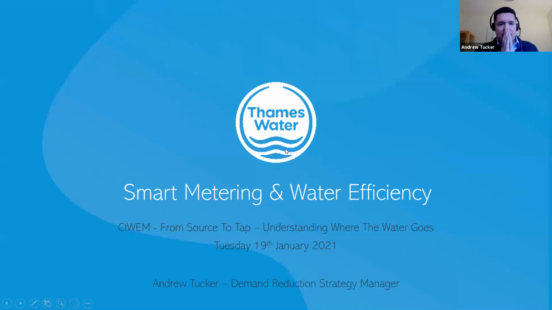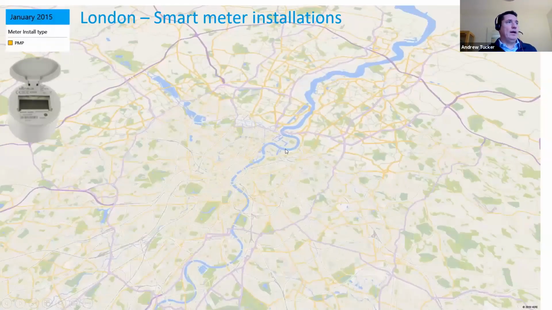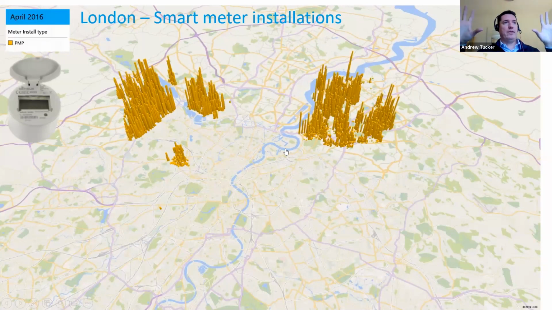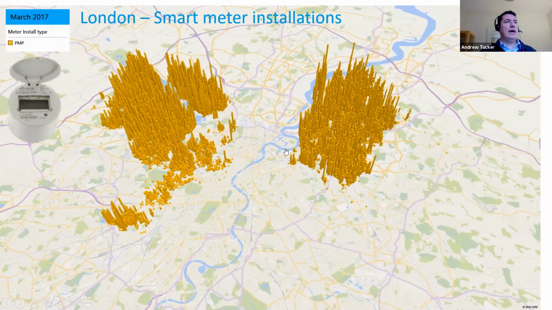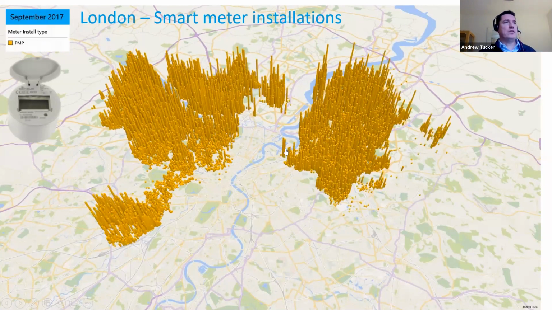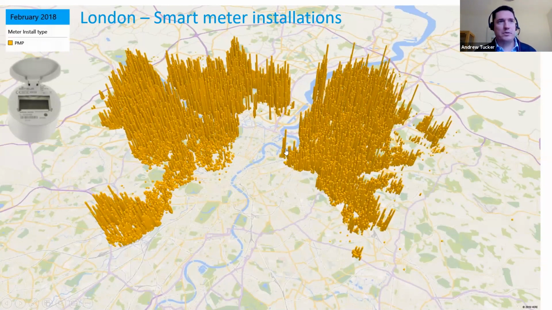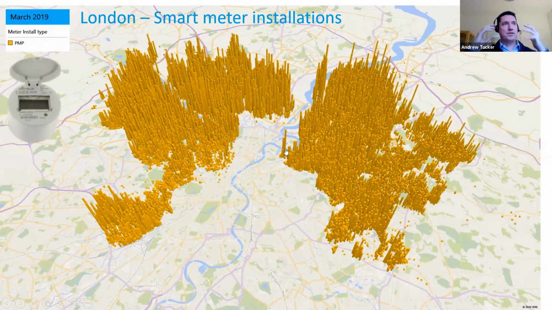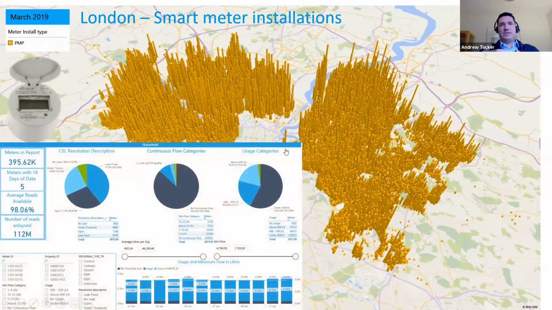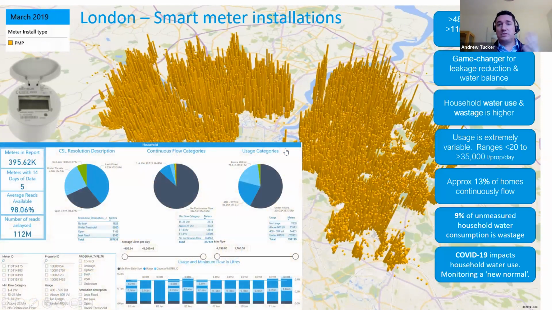So I want to get cracking straight away and talk about bringing it down from the strategic level, the network level, which everyone has been talking about, down to property level, and looking at households and then water efficiency. This animation illustrates our rollout of a compulsory metering program. We are installing smart meters. They are AMI, so advanced meter infrastructure. We have a series of masts across London, almost similar to a mobile phone mast setup, and we are getting hourly data reads back from our customers.